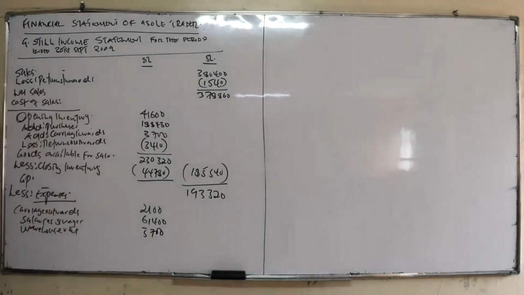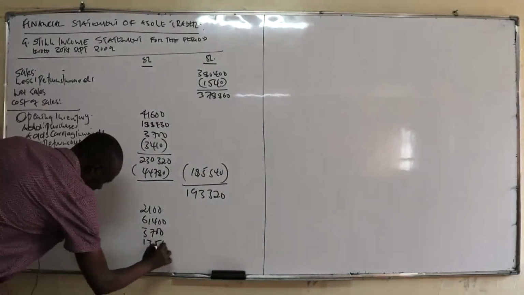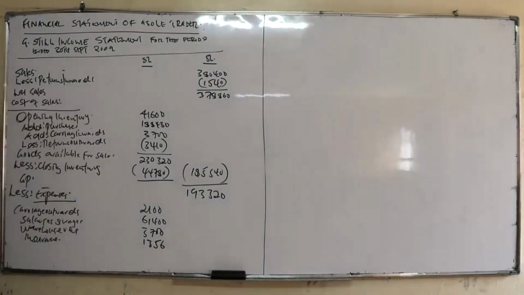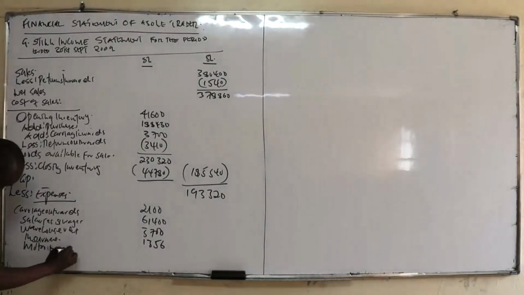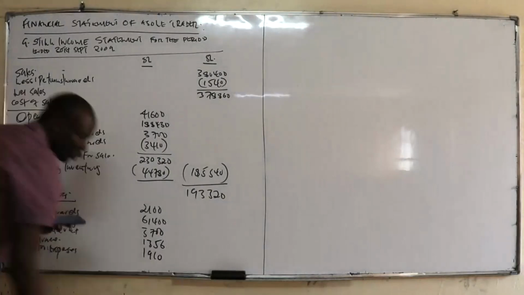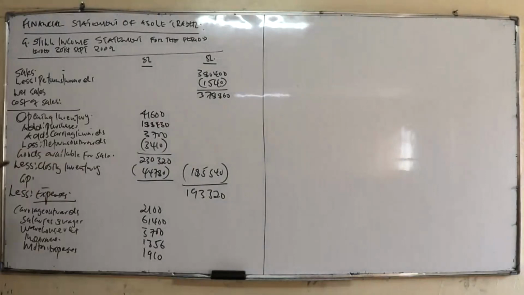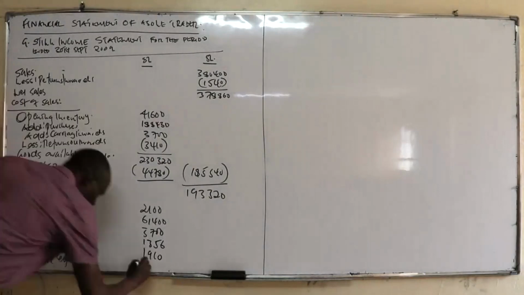And then we have insurance, which is 1,356. And then we have motor expenses, which is 1,910. Can you see those ones? And then we have office expenses. These figures we're picking from the trial balance, which is 412.